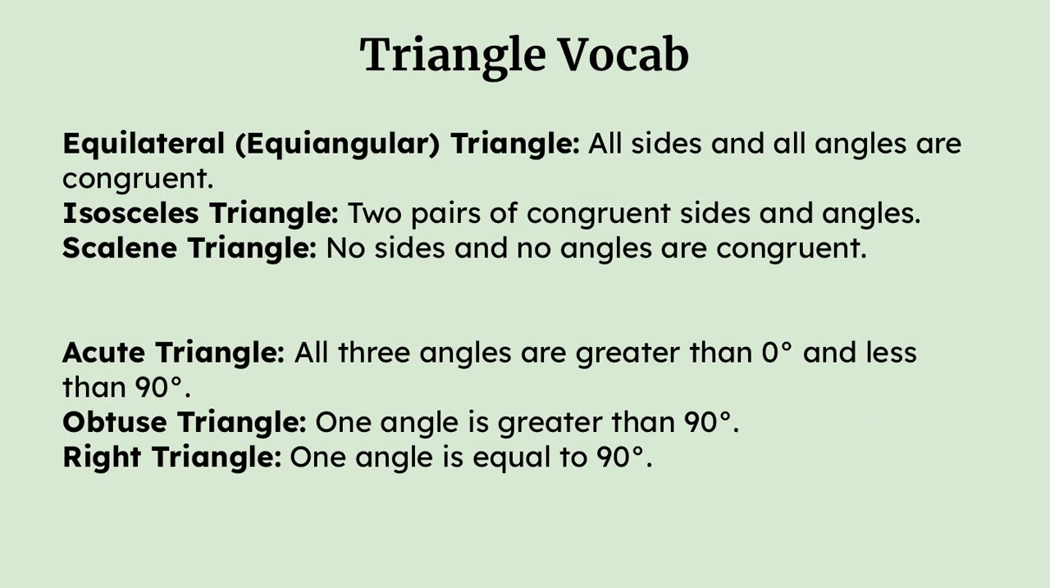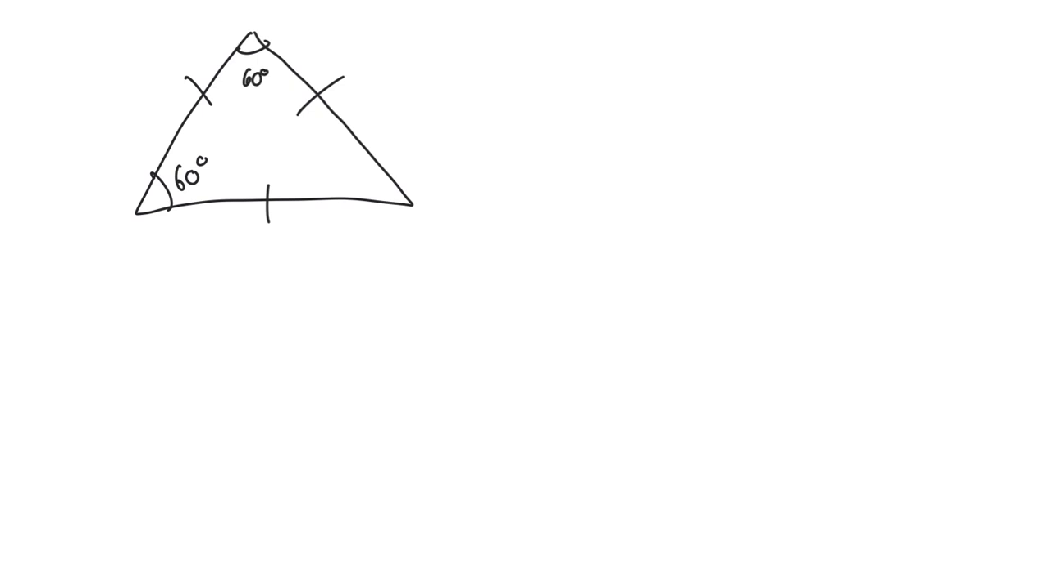Here's your vocabulary for triangles. So you can pause and get this all written down. Looking at these triangles, so we've got an equilateral triangle, which means all three sides are equal to each other and all three angles are equal at 60 degrees. An acute triangle means all of the angles are less than 90 degrees.